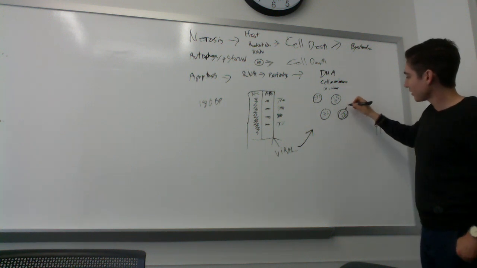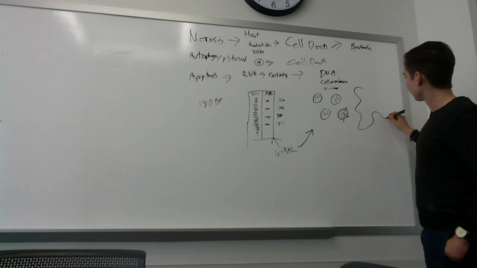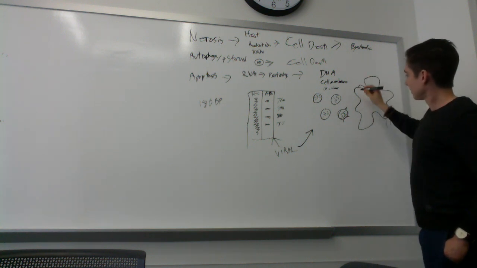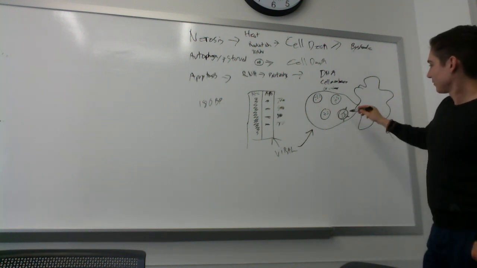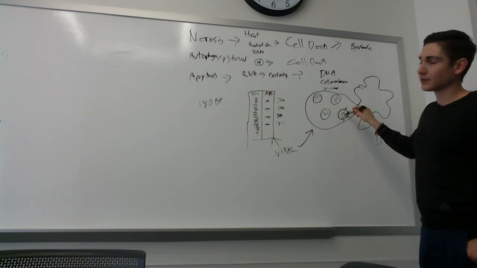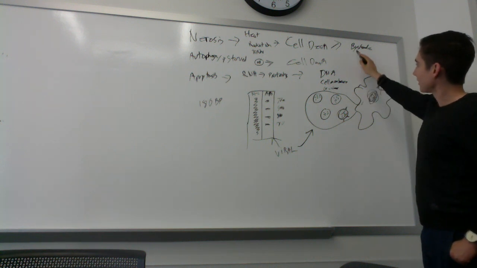And the apoptotic bodies actually have signals on them so that phagocytes will recognize them, and they will engulf them. And basically, it's a very clean way of the cell dying, and there won't be any bystander damage.